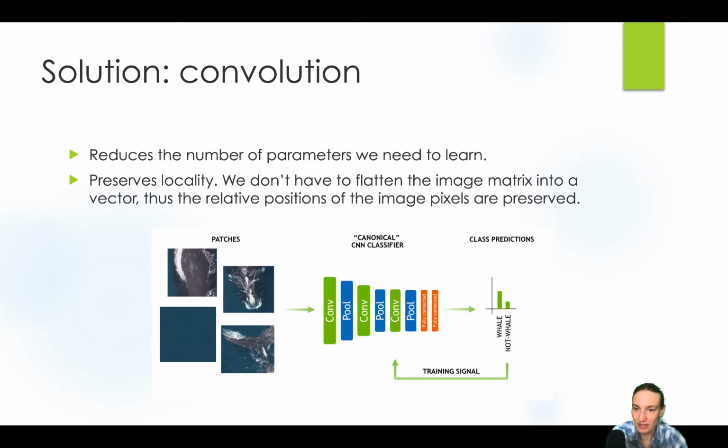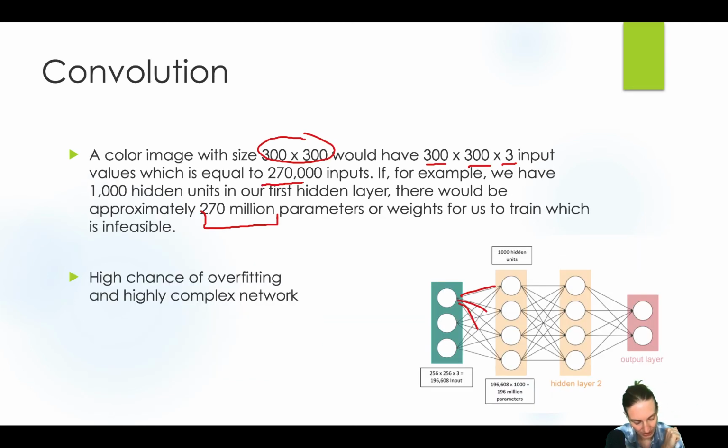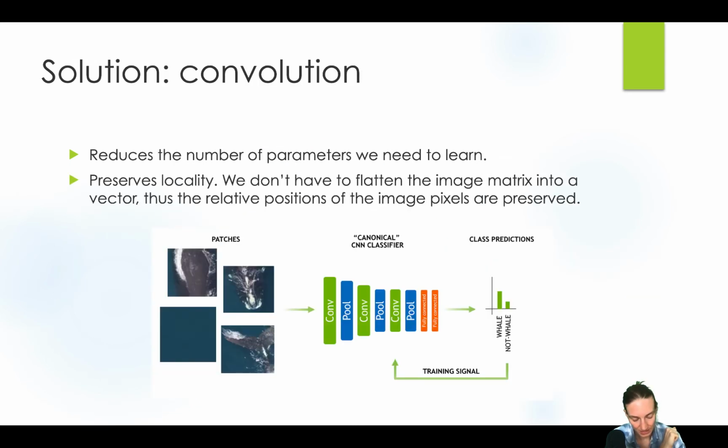Because of this mechanism that we'll see in a little bit called filters, we don't have to flatten the image. What we did here, the image gets flattened into a vector. Instead, in convolution, we keep our image in 2D form. That means that relationships, vertical relationships for instance, can be kept.